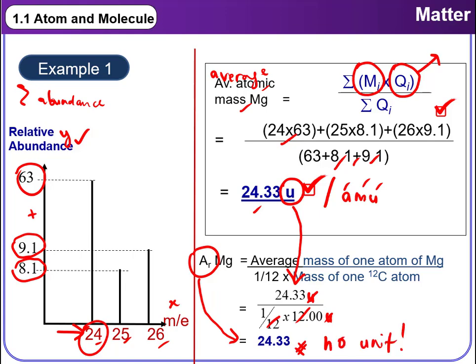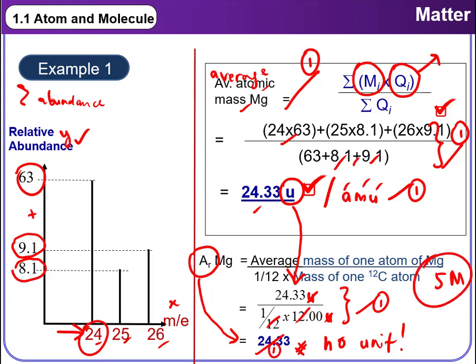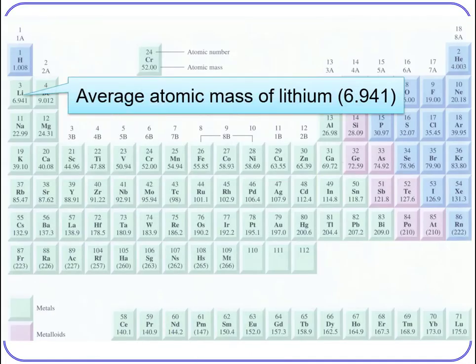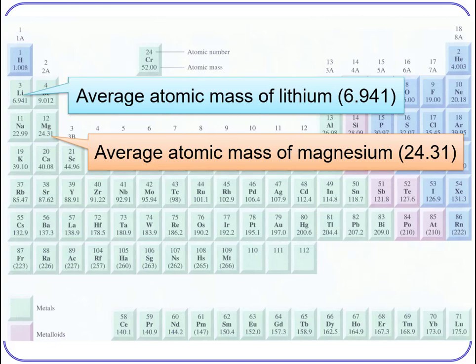Okay, how about the marks? 1 mark will be for the formula. Inserting all the values correctly, 1 mark. U or AMU for the answer. Then next you compare with carbon-12. The final answer with no unit, 1 mark. So you have a total of 5 marks for this question. Once you have done the average, then only we will put in the value of 24.31.